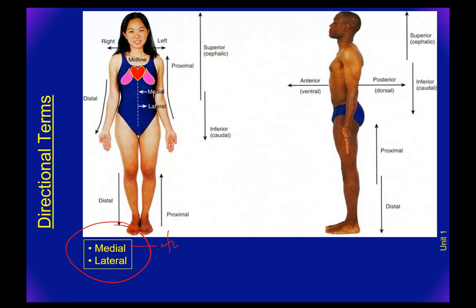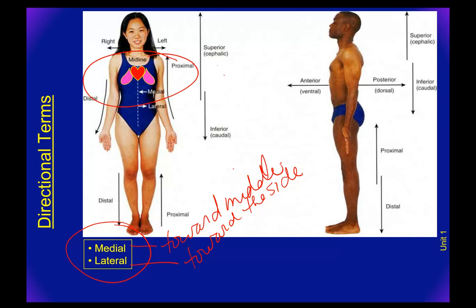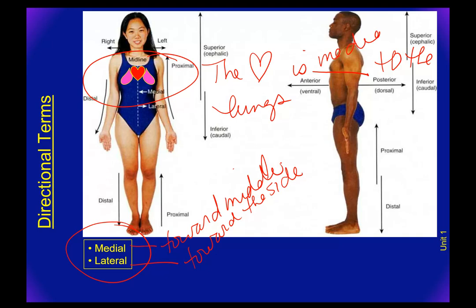Medial means toward the middle. Lateral means toward the side. So if I were to say in this example here, the heart is blank to the lungs, is the heart toward the middle compared to the lungs, or is it toward the side compared to the lungs? It's toward the middle. So you would say the heart is medial to the lungs.